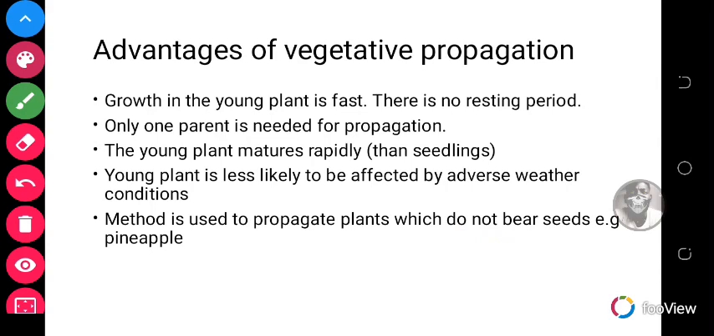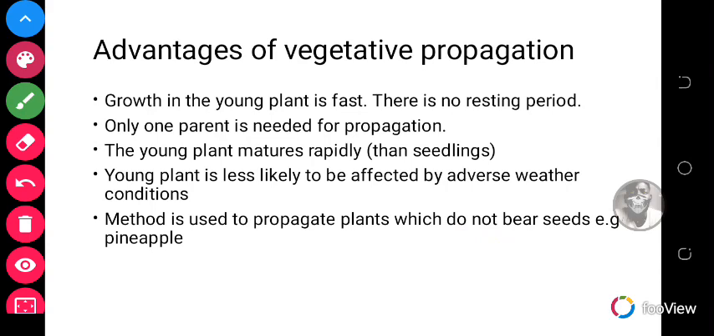So let's look at advantages of vegetative propagation. We saw that vegetative propagation usually relies on the use of part of the plants to make new ones. So one advantage is that growth in young plants is fast. There is no resting period compared to seed propagation. Also, only one parent plant is needed for propagation.